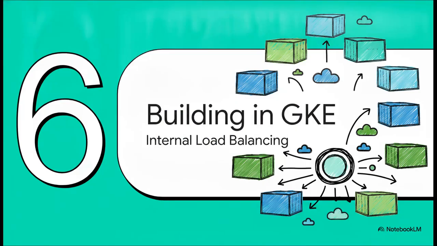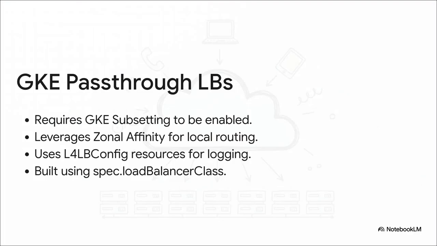Section 6, Building in GKE. For our final layer today, let's explore how these load balancing principles are specifically implemented over in Google Kubernetes Engine. Configuring internal microservices in GKE requires some serious precision. If you're building an internal pass-through network load balancer, you need GKE subsetting enabled, which is actually on by default in version 1.36 and up. And a quick aside, whatever you do, don't modify finalizer tags. GKE relies on them to distinguish between non-subsetting and subsetting load balancers.